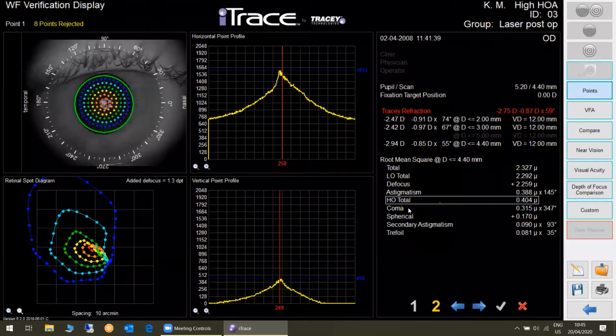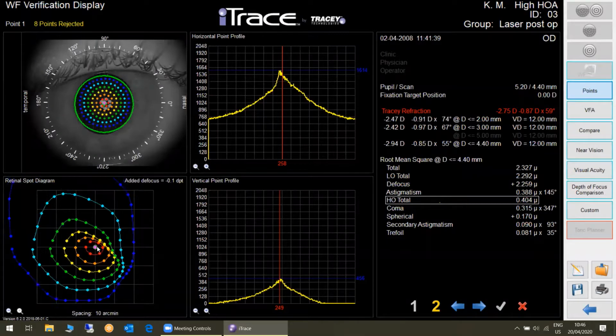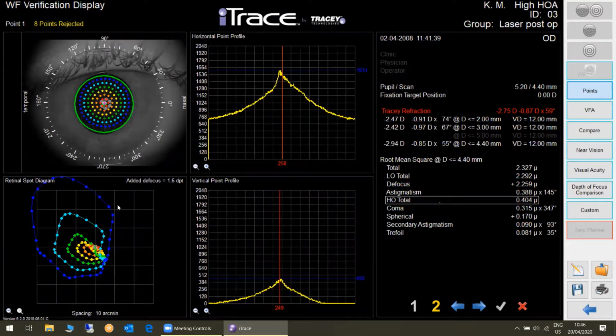So use the higher order aberrations: coma is double vision. If the patient complains about a second image, look for a coma. If the patient complains about glare and halo, look for a spherical aberration. And if a patient was complaining of starburst, look for a trefoil. Now we can recognize them. Look, this patient has coma and spherical aberration, no trefoil.